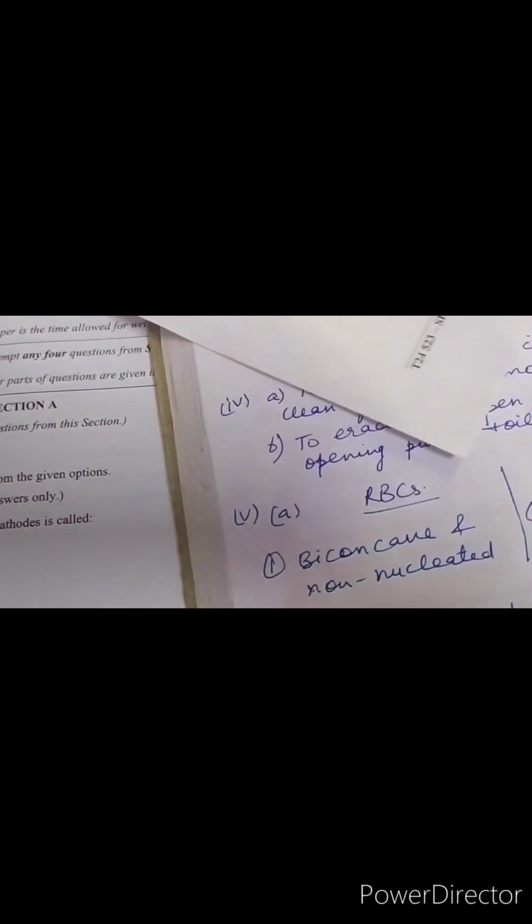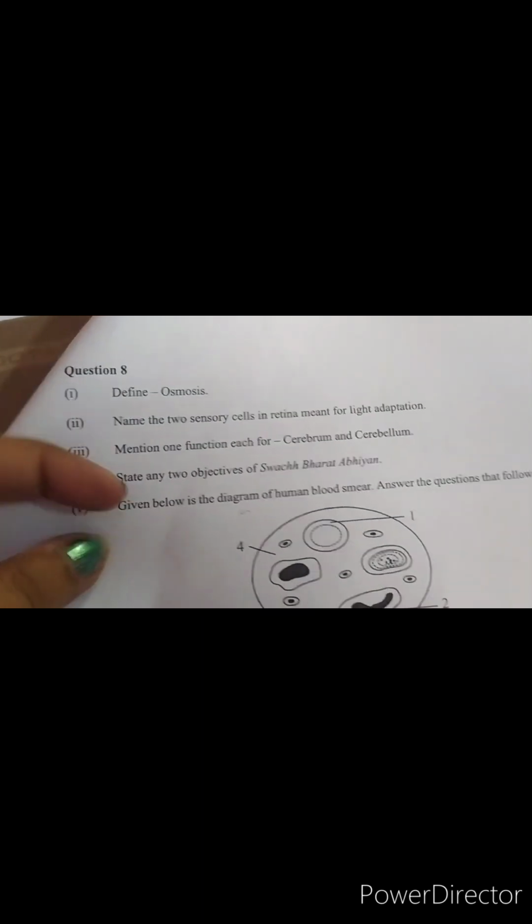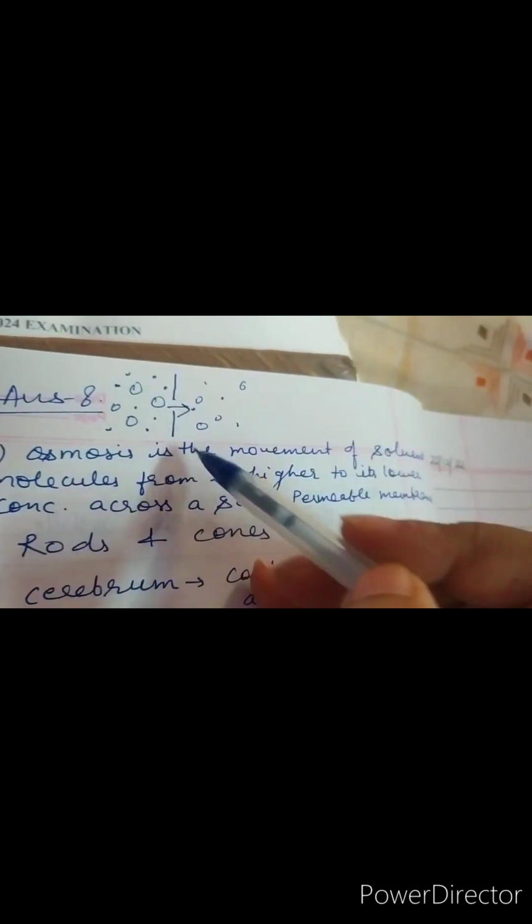Let's see what questions have been given in question number 8. Again, 5 parts are given. Question number 1 is, define osmosis. Osmosis is the movement of solvent molecules from their higher to their lower concentration across a semi-permeable membrane. As you have read, this is a semi-permeable membrane, and these are solute particles and these are solvent particles. If solvent particles are more on one side and less on the other side, then the movement will be from higher to lower concentration across the semi-permeable membrane, and this is referred to as osmosis.